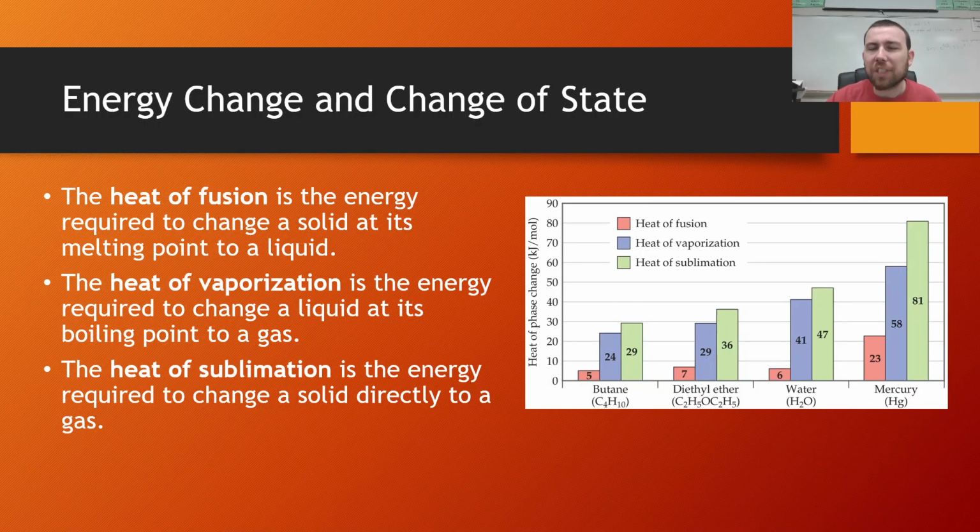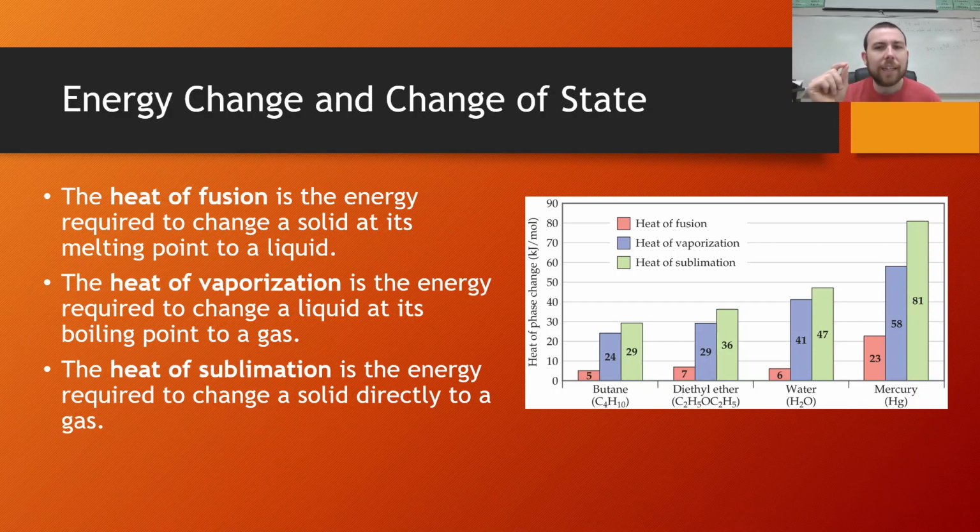Now, energy change and changes of state are unique here. You're going to have these various heats of fusion, vaporization, and sublimation. Each of these is going to be the energy required to change to that particular state. So the heat of fusion is the energy required to change a solid at its melting point to a liquid. The heat of vaporization is the energy required to change a liquid at its boiling point to a gas. Now, it's important that we focus in on the boiling point. So we're at the temperature at which the substance boils and converts over to a gas.